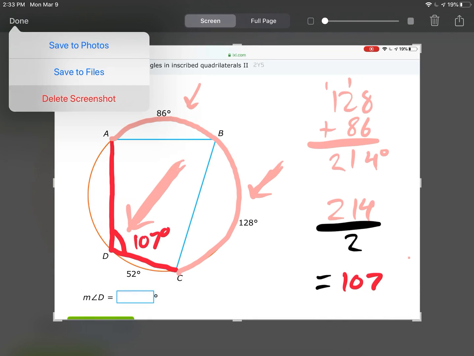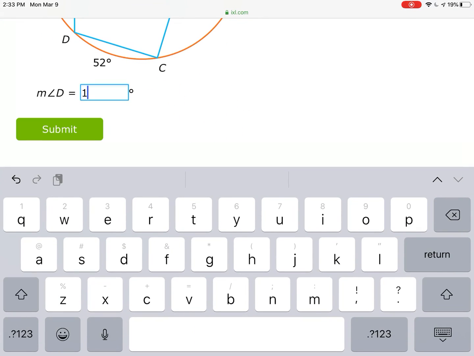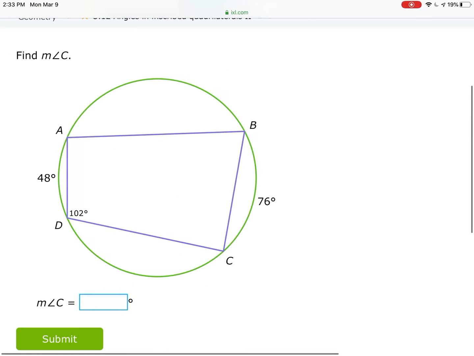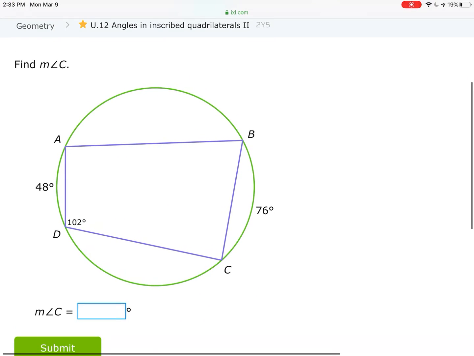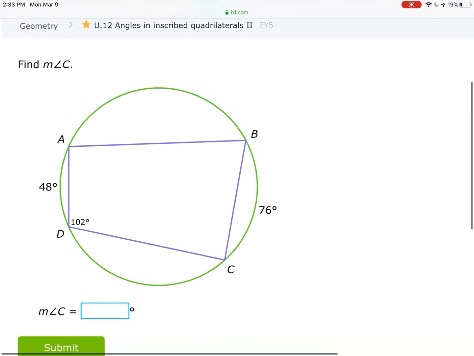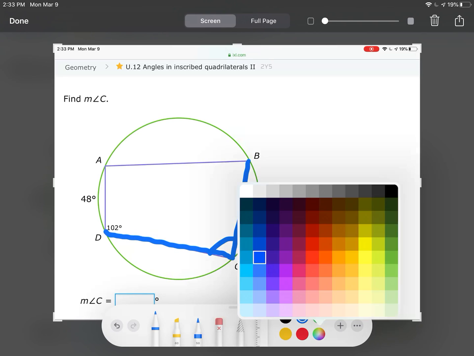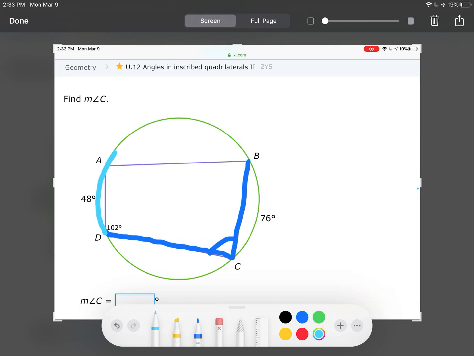107 degrees. Okay, so let's plug that in and see if we get that right. 107. Submit. Okay, good. And then let's see if this is a good one. We can do just one more. Yeah, I think this one's pretty good. This one looks like it could be a little complicated, so let's do this one. All right, so we're looking for the measure of angle C. Angle C is down here in blue. Let's trace out the angle sides. Let's grab a lighter blue to trace out the arc that it subtends.